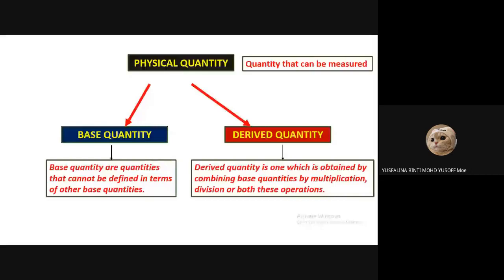The base quantities are the quantities that cannot be defined in terms of other base quantities. This means it is the simplest quantity. You cannot make it simpler. It is already simple enough and cannot be derived from anything. So this is called a base quantity. So remember the five base quantities that we discussed before.